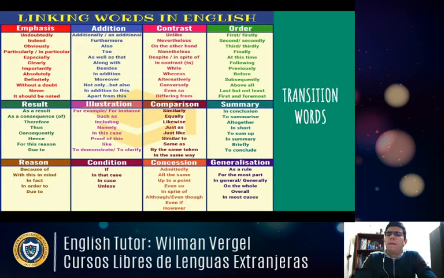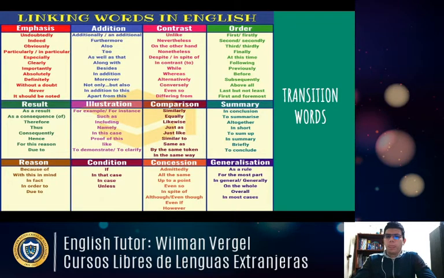With transition words, we usually write a complete sentence. We use a period, a transition word, a comma, and then we continue with the sentence. But there is another way. Instead of using a period, we can also use a semicolon. We use a semicolon, a transition word, a comma, and then we continue the sentence. Later on, I'm going to try to show you an example of what I'm telling you about transition words.